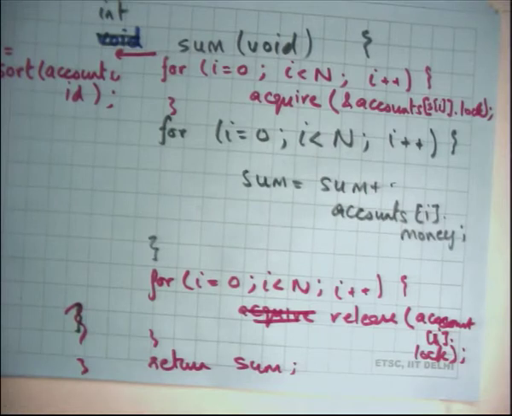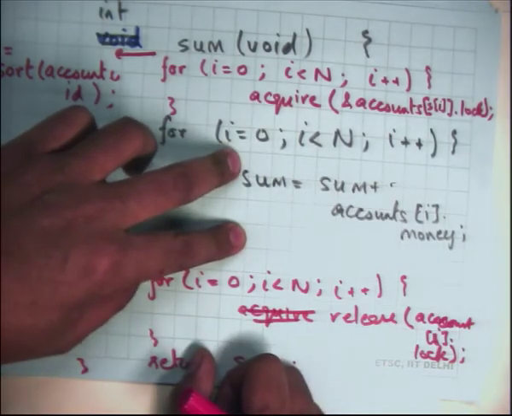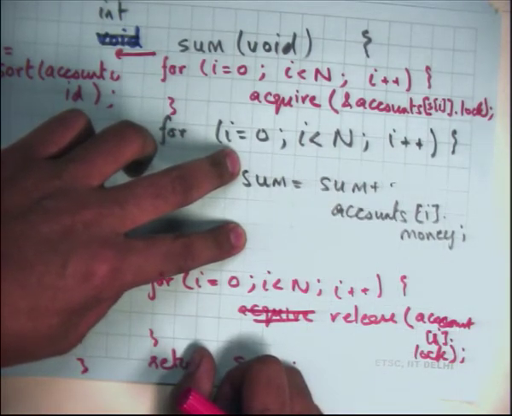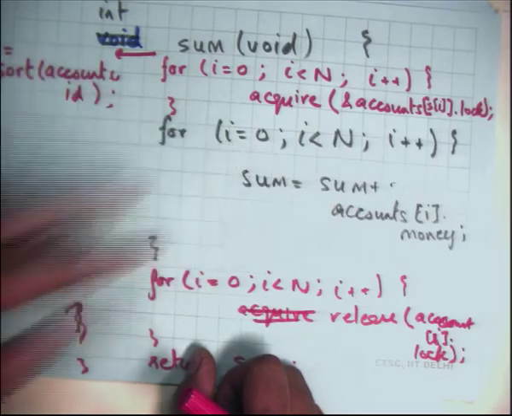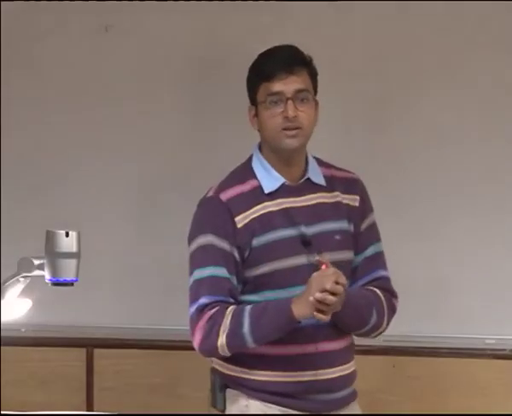Why can't we do this by acquiring the lock on account I before the sum line, and then releasing it in the inner loop only, and not acquiring all the locks before and releasing them after? Okay. So the question is, can't we just say acquire account I and release account I right here? Okay. So I see some heads saying no. So why?